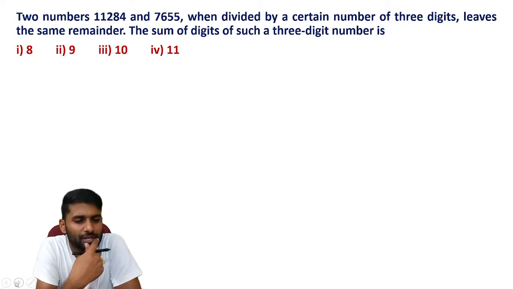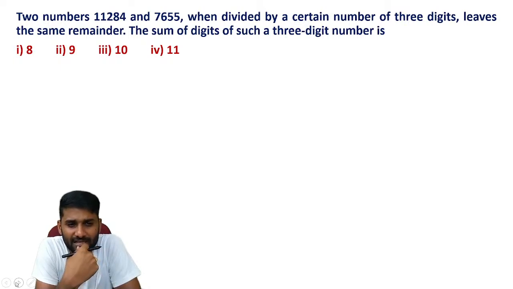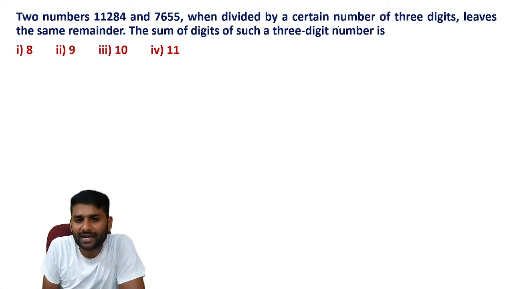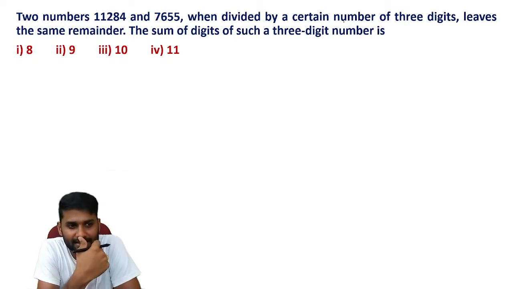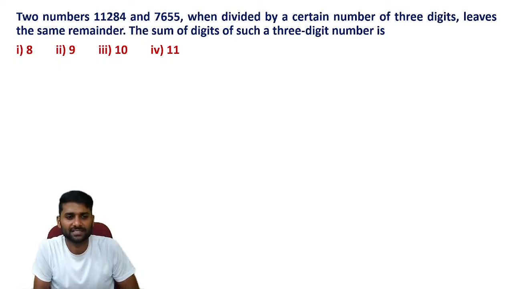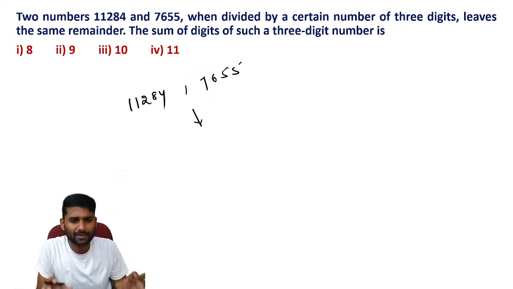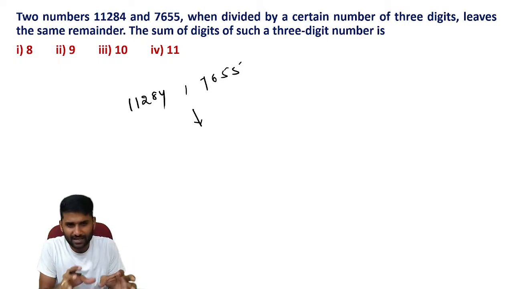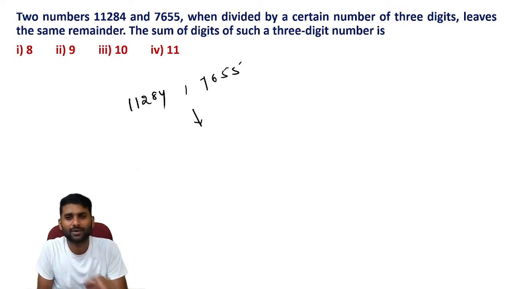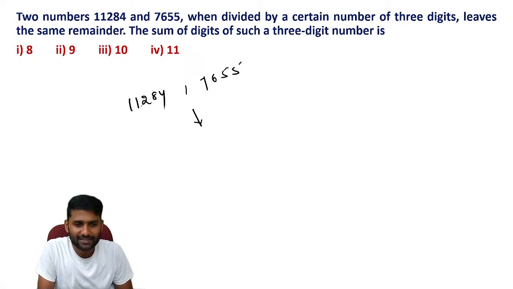Now see the question. Two numbers, 11,284 and 7,655, when divided by a certain 3-digit number, leave the same remainder. Now the sum of the digits of the 3-digit number is what? Here there are two numbers, 11284 and 7655. If you want to find which 3-digit number exactly divides these two numbers giving the same remainder, let's find the difference here.